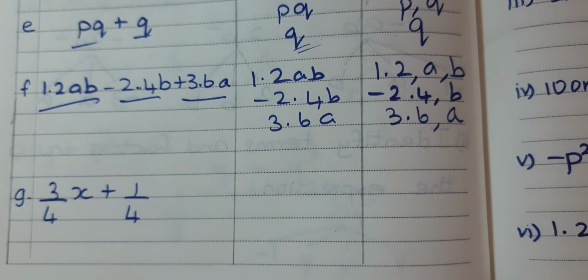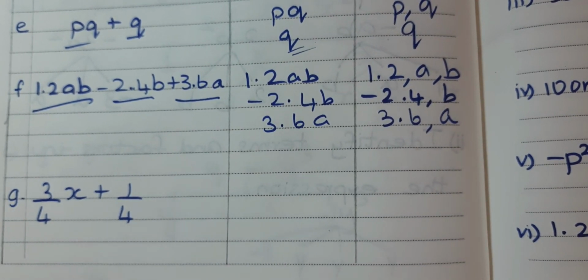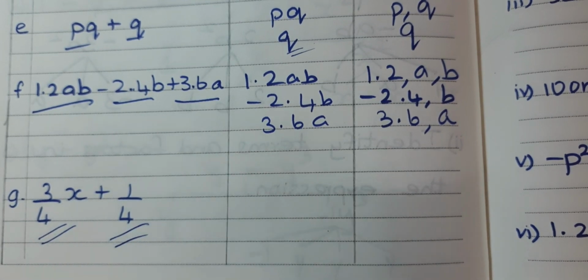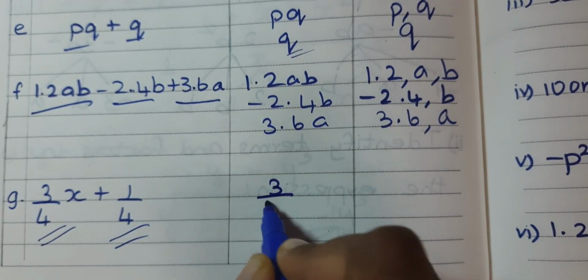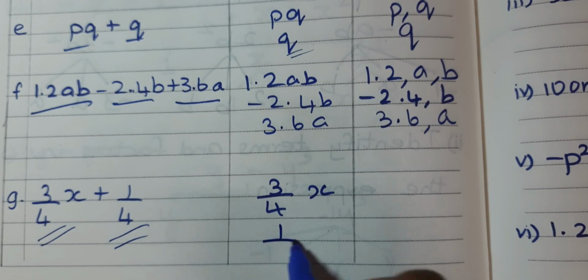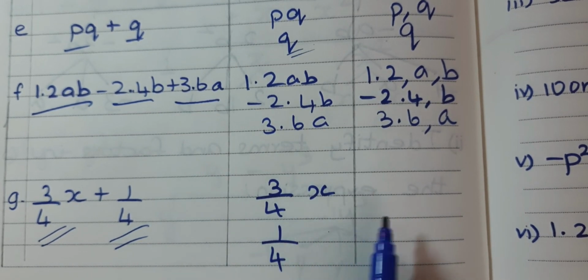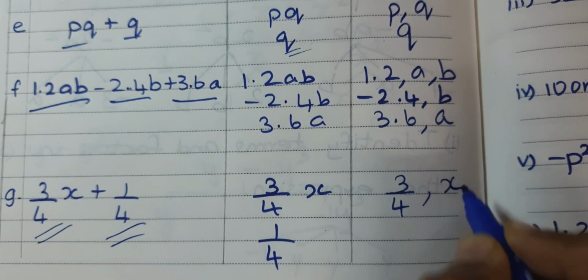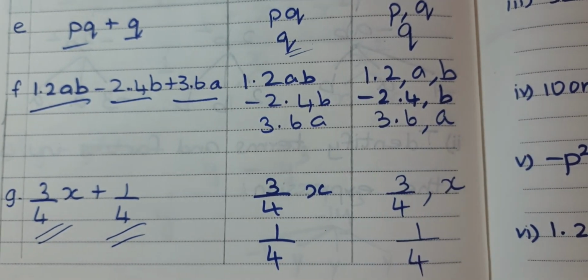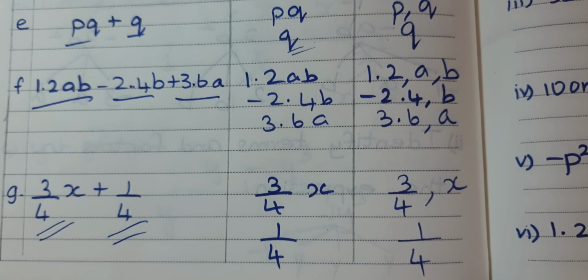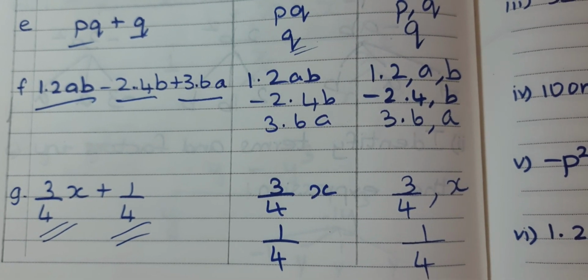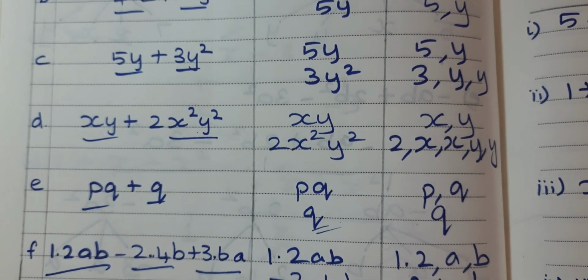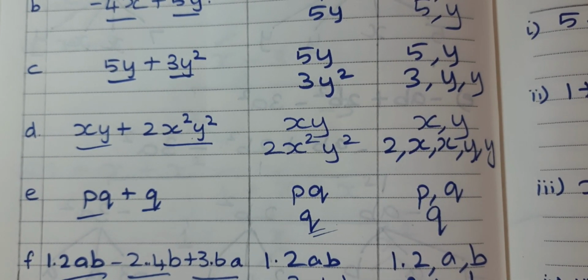Next, part G: 3 by 4x plus 1 by 4. This is the first term and this is the second. So 3 by 4x and 1 by 4. The factors of these terms are 3 by 4, x, and 1 by 4. So this is the way to split up the terms and factors from the given expression.